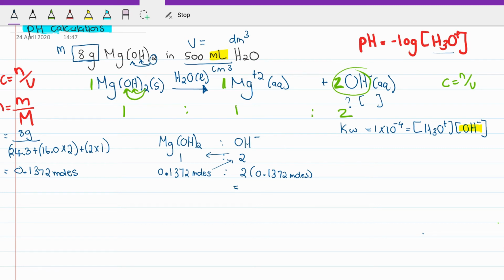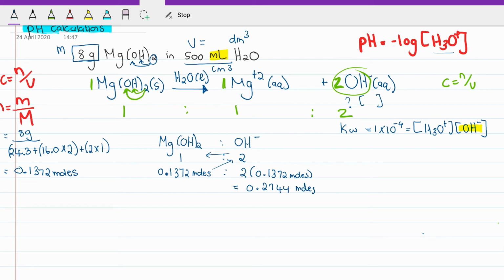Let me just double check if that's the answer. 2 times 0.1372 gives us 0.2744 moles. So now we have the moles of the hydroxide ions, but we don't want that, we want the concentration, right?